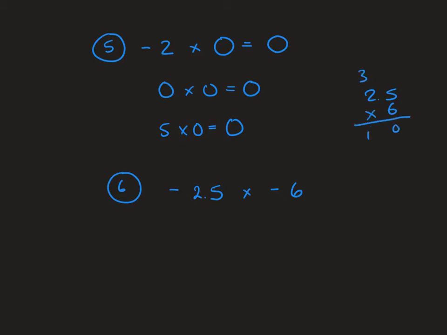12, 13, 14, 15. That's going to give you 15.0 or just 15. And the negative times a negative is a positive. Okay. So I don't think it's a big deal. It's fine because you guys already know how to multiply decimals. So it's all right.